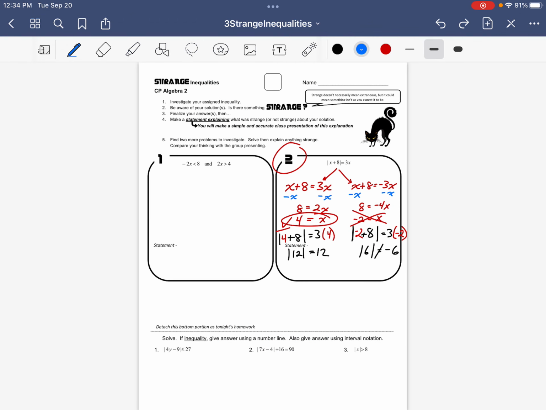That will wrap up the activity. I do want you to do as homework the problems at the bottom. Do not detach the paper. Just do the 6 problems at the bottom for homework. They might be strange, they might not be strange. Those are just meant as a little extra practice.